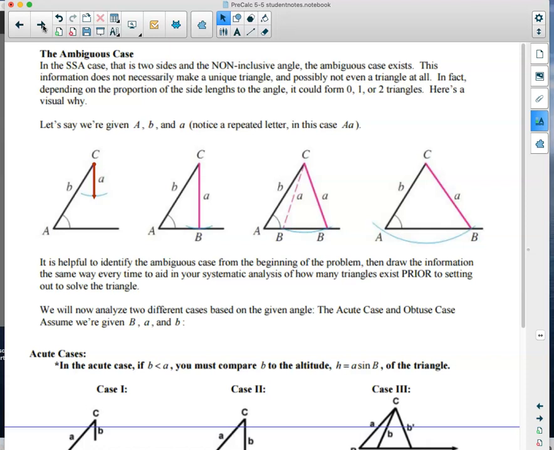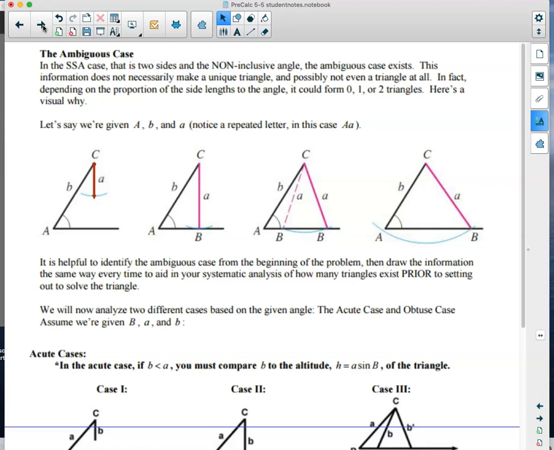Sometimes side-side angle will work, and we'll get a triangle. In fact, sometimes we'll get two triangles from the side-side angle case. But there are times when you cannot form a triangle with side-side angle. So in the side-side angle case, two sides and a non-included angle, the ambiguous case does exist. This information does not necessarily make a unique triangle. It might not form one, and possibly no triangle at all. In fact, depending on the proportion of the side lengths to the angle, it could form 0, 1, or 2 triangles. And here's the visual of why.